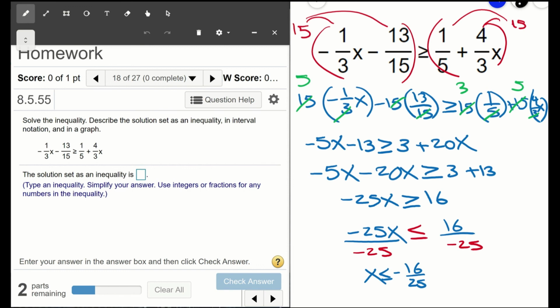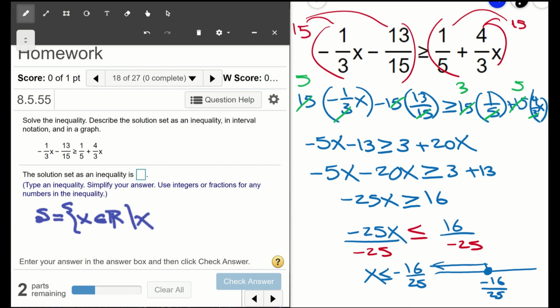So notice that if we were to graph it, we'd have negative 16 over 25, full circle because it's included, and less than or equal to means arrow to the left. So now we can write the solution set. So the solution set is going to be all x belonging to R such that x is less than or equal to negative 16 over 25.